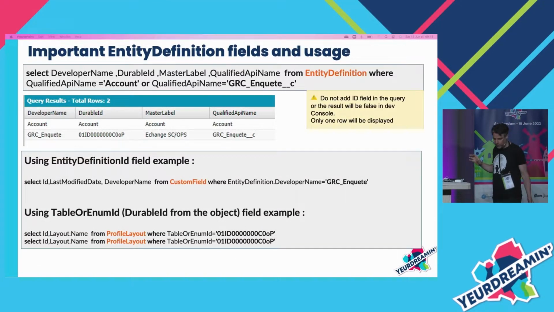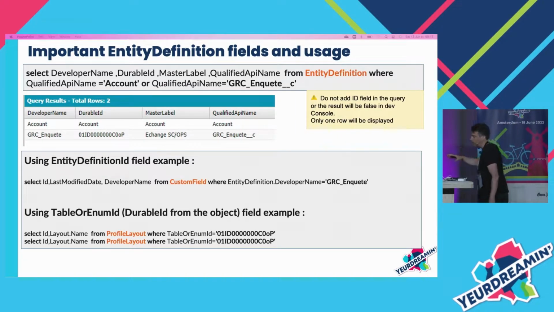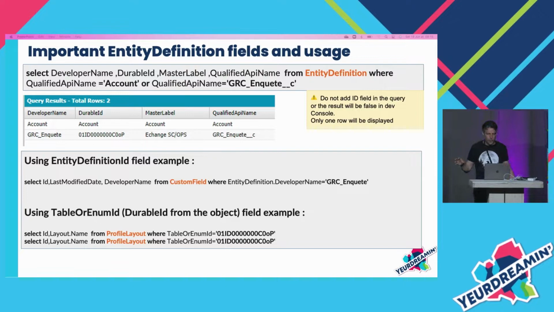The idea is that you have 4 fields you need to master, which are the developer name, durable ID, master label, and qualified API name. If you're working with a standard object, the developer name, the durable ID, the master label, and the qualified API name are always the same, so don't be surprised. But as soon as you jump to a custom object, all the names will change, and especially the durable ID.